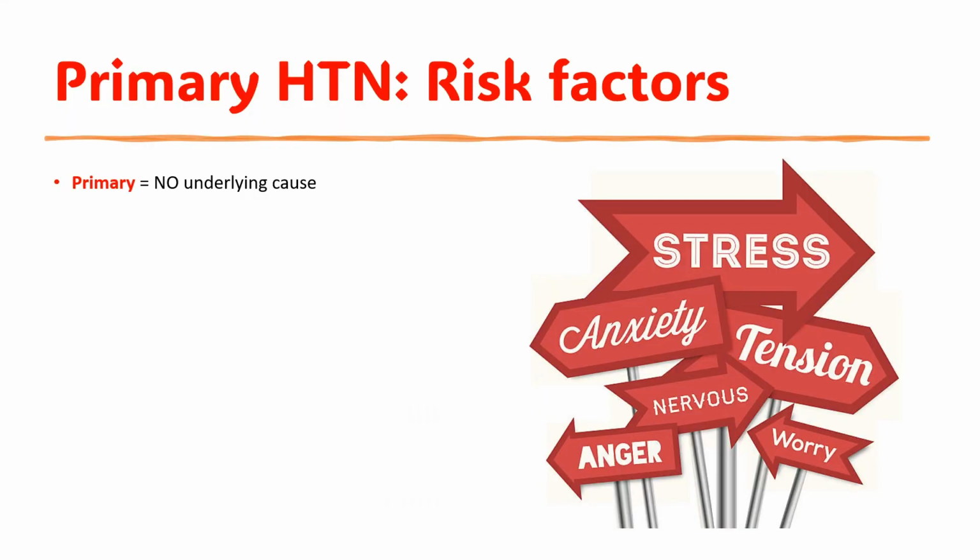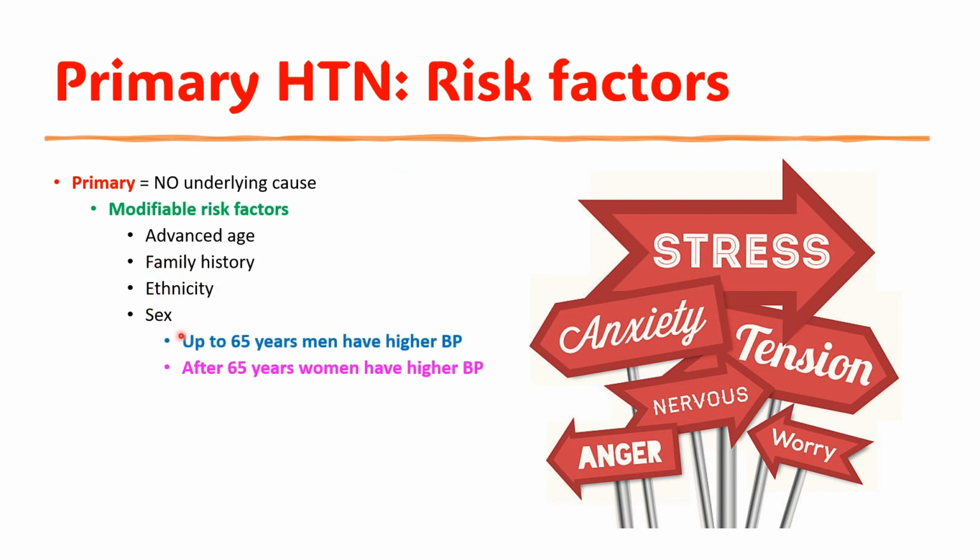Okay, so let's talk about primary hypertension. So primary means that there's no underlying cause. And let's talk about some of the risk factors. So it's back to these non-modifiable risk factors first. So things such as advanced age, family history, ethnicity, and sex. Typically, up to 65 years, men have higher blood pressure. After 65 years, women tend to have higher blood pressure than men.